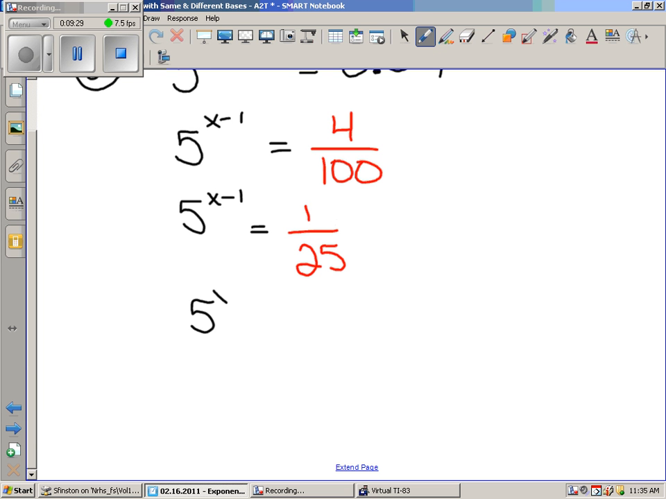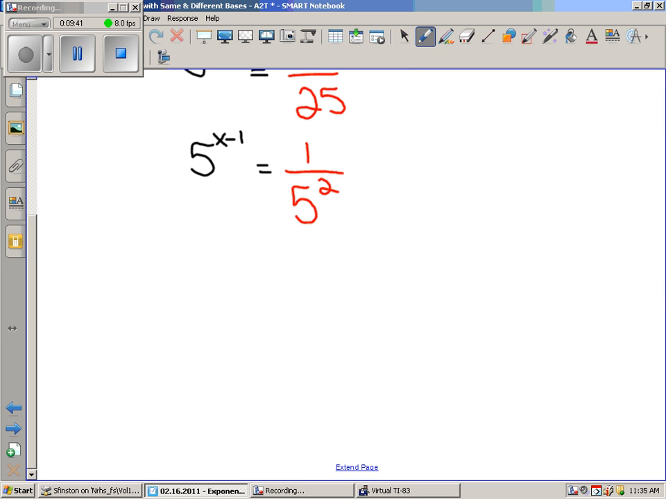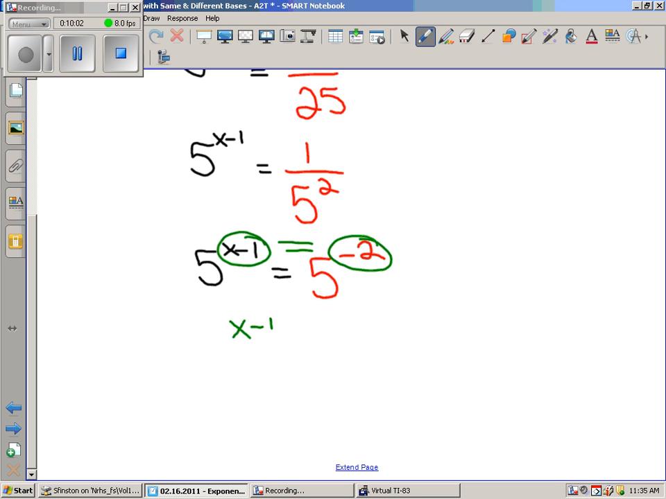Okay? Exactly. Because that bottom number, 25, that's just 5 squared. Now, how could you convert this so that they'd be on the same level? Dev? Very nice. So then 5 to the x minus 1 equals 5 to the negative 2. And then we're back to the starting point that we began. Yep, x minus 1 equals negative 2. We're going to add 1 to both sides, x equals -1.